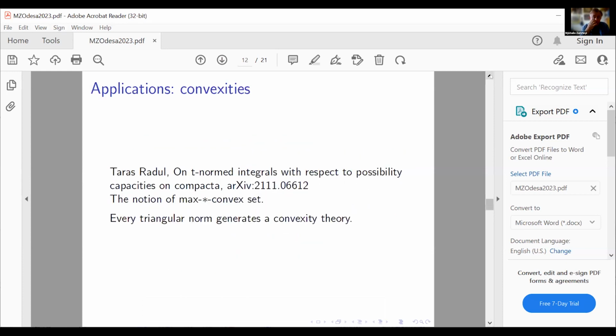I would like to mention some applications of these star measures.